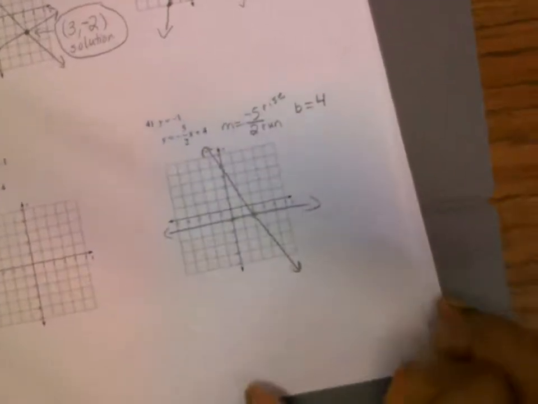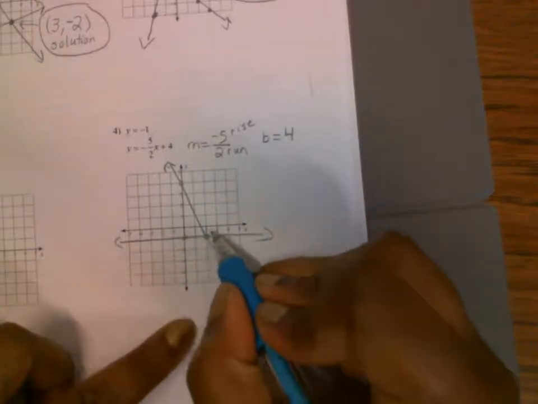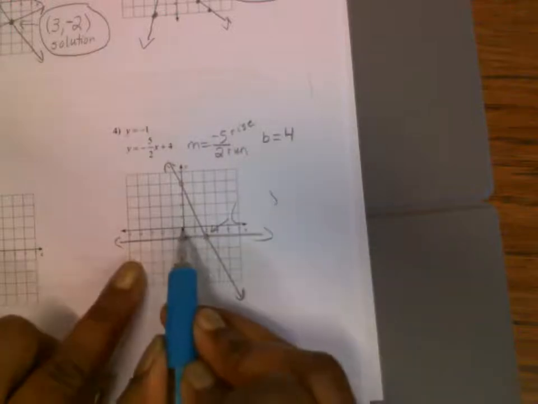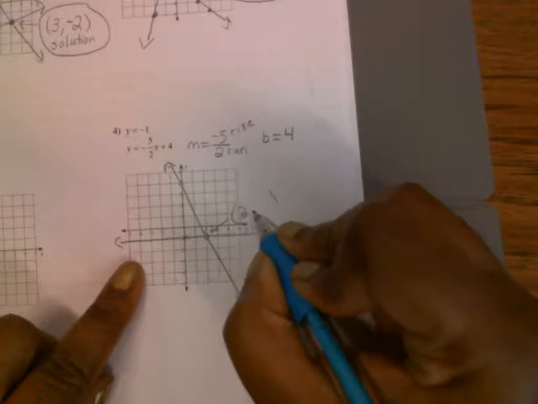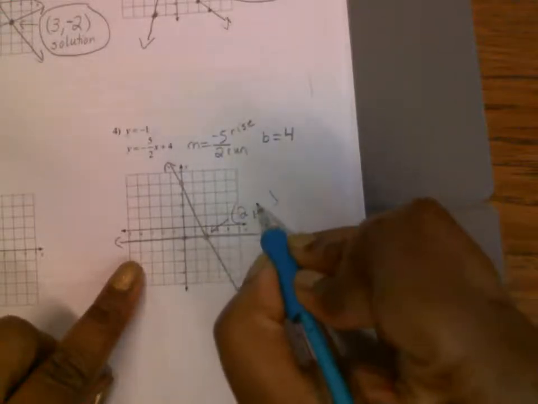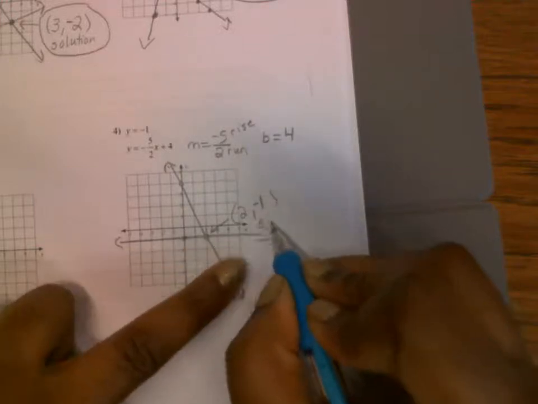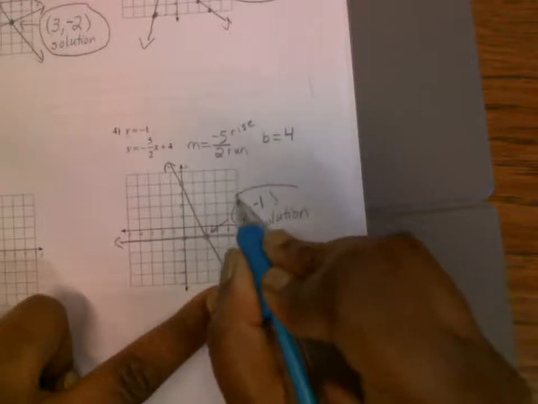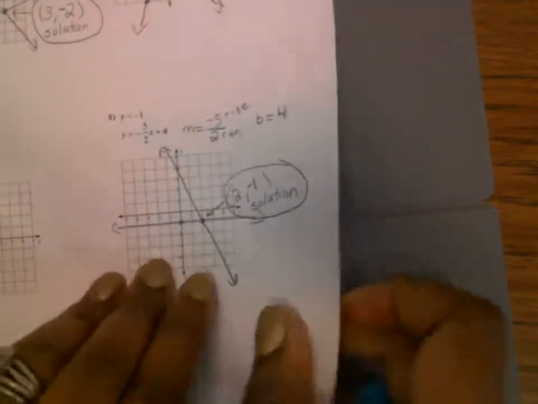Okay, so the solution here is going to be the point that they share. They cross right here. So the solution here is going to be, start at the origin, I go to the right, 1, 2. So it's going to be 2, comma, and I go down 1, so that's going to be -1. So my solution, the point that they share, is going to be 2 and -1. Any questions about that? Let's slide this over, y'all.